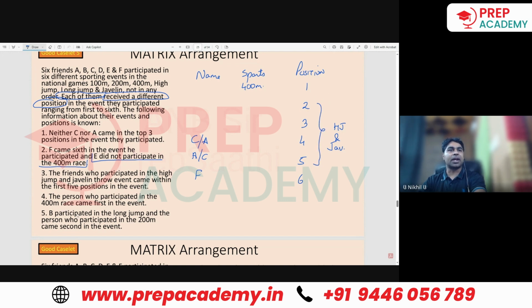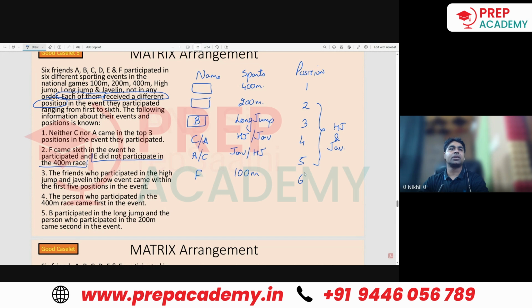B participated in the long jump and the person who participated in the 200 meter came second. So 200 meter came second. And B is supposed to participate in the long jump. So obviously, B cannot be here, here, here, or here. B cannot be in the 400 meter thing, in the 200 meter thing, and there have to be 6 people only. So the only position where B can come is this position, and that has to be a long jump. Now long jump also gone. So 2, 3 gone. High jump and javelin, only these two positions left. If here will be high jump, here will be javelin, and if here will be high jump, then here will be javelin, right? And what is the last game which is left?